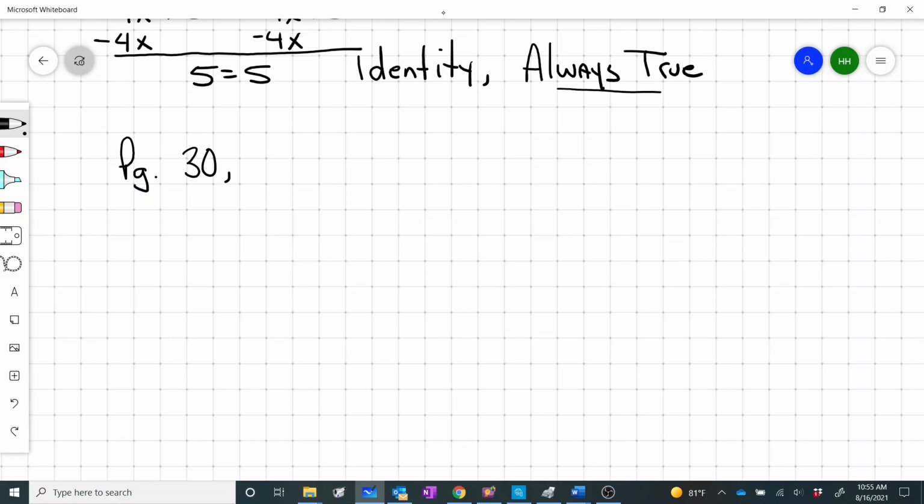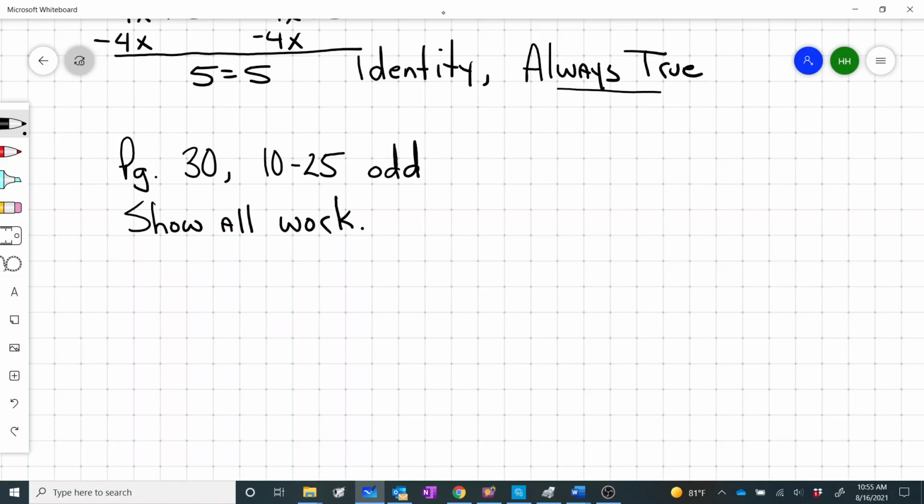We're going to do problems 10 through 25, and we're doing the odd. 10 through 25, odd. Show all your work. Alright, page 30, 10 through 25. We're showing all our work.